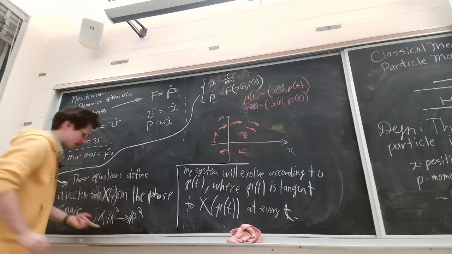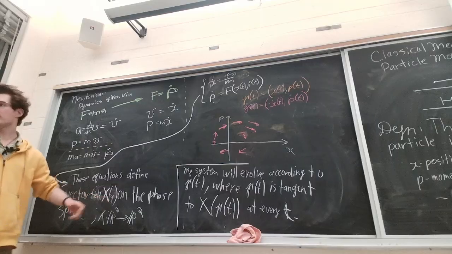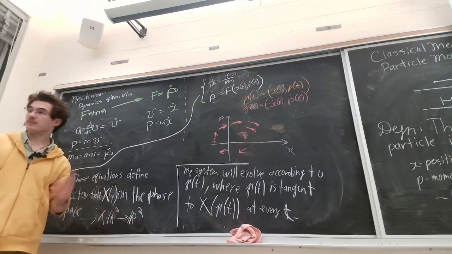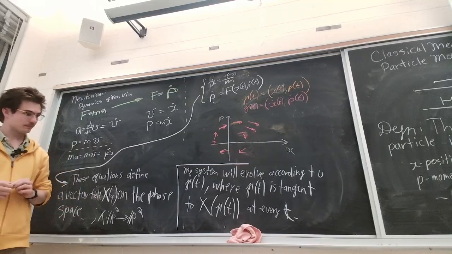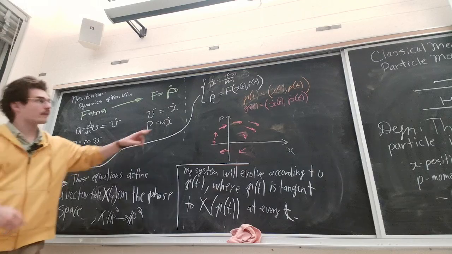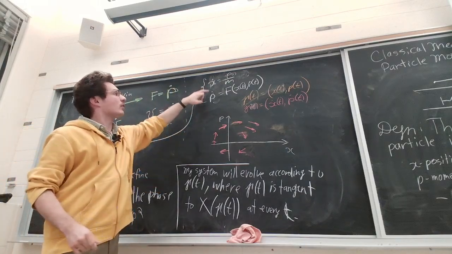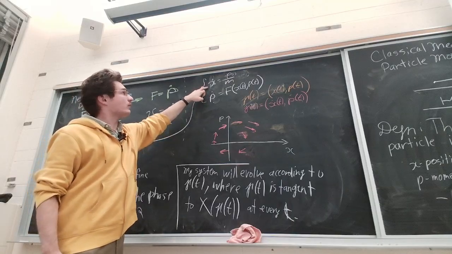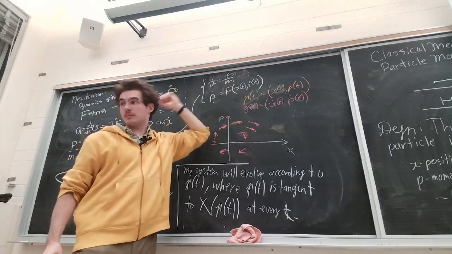Do you agree? X is a map from R2 to R2 because it takes in x comma p, two numbers, and outputs some vector in R2 as well, right? Yes? Why is gamma dot of t tangent to X at gamma of t for every t? Because I said my trajectory in my phase space has to solve this equation. Do you agree? Where x dot is equal to p over m, and then p dot is equal to f of x(t), p(t).